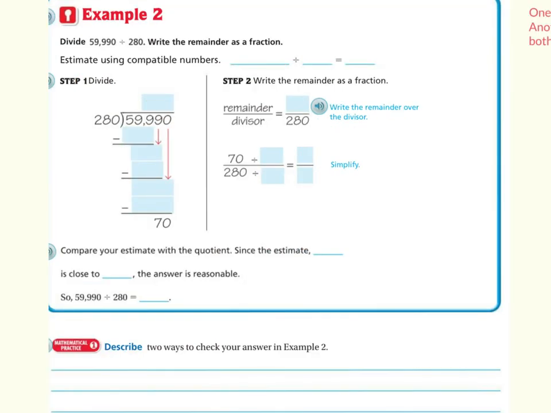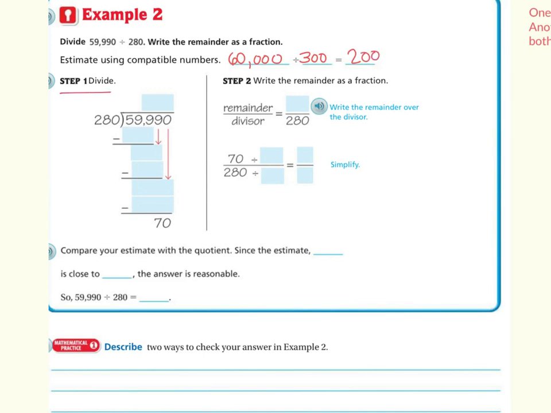Example 2. We're going to divide 59,990 by 280. So first we're going to estimate using compatible numbers. So 59,990 is very close to 60,000. And 280 is very close to 300. So 300 goes into 60,000 200 times.